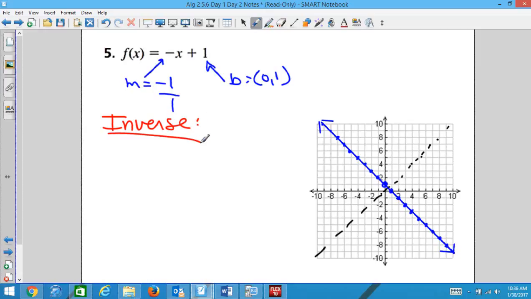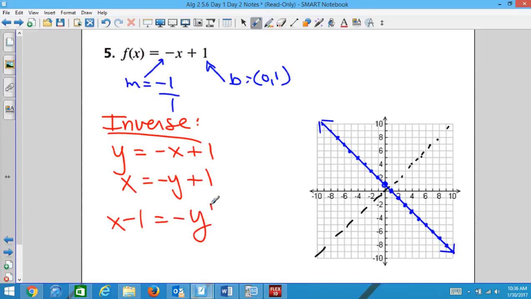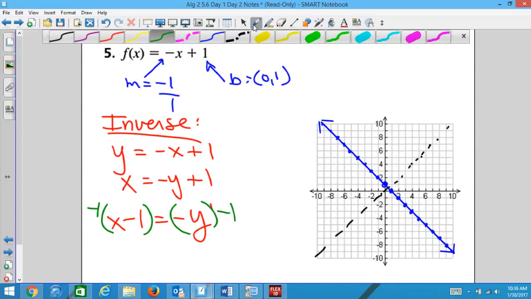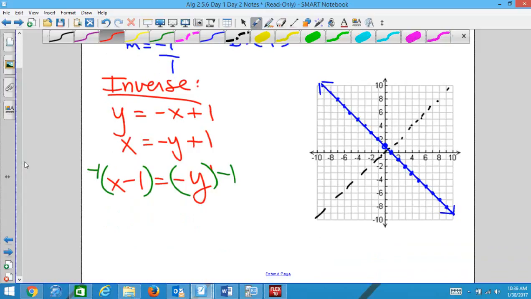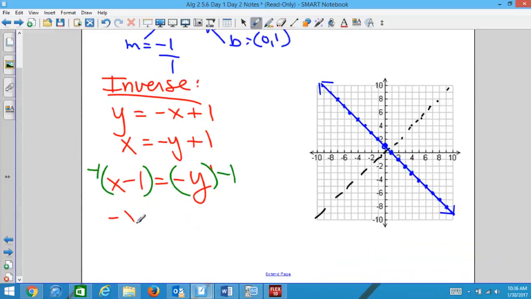So when we find our inverse, we first write y equals. Then we switch x and y. And then you solve for y. So I'm going to take away 1. And to cancel out negative, I multiply both sides by -1. And I'm going to change it to g of x, because we have to name it something different.